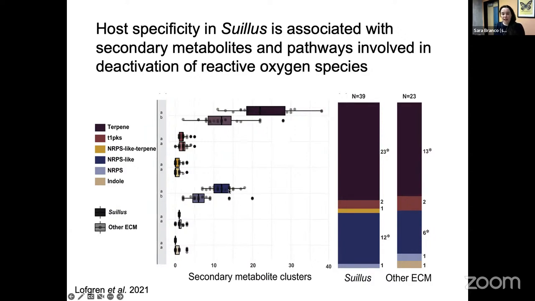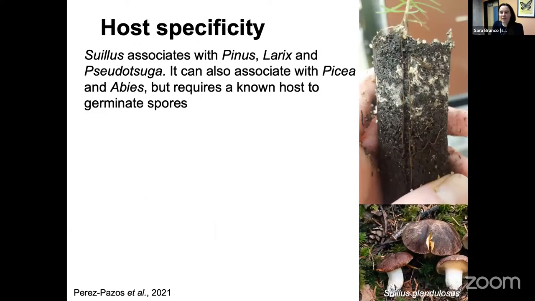And they also have this NRPS-like clusters, which are also just secondary metabolite clusters. And so maybe there's a hint of what is the mechanism for being able to be specific to a tree species or a tree group. And also maybe this can be tied up with why there's so many singleton genes across Suillus species.